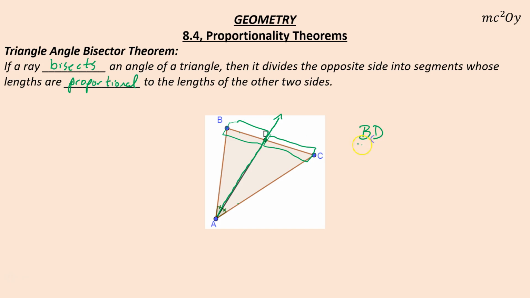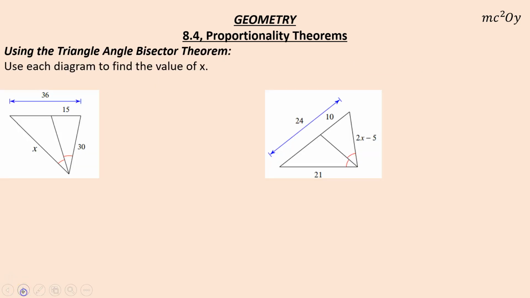So BD is to DC as BA, this one, is to this one. Okay, so we have BA is to AC. All right, now you'll notice something here. This line right here, you can almost think of that as your fraction bar, right? So this over this equals this over this. Really, that's what it's saying there.